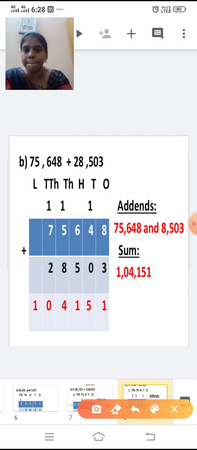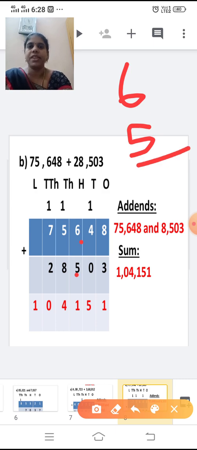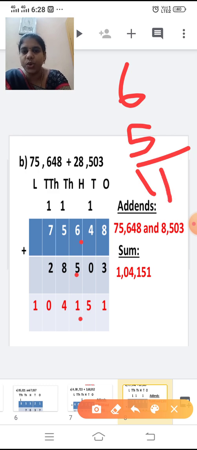Hundreds place. Add 6 plus 5 and tell me the answer now, children. 6 and 5. I'm going to keep 6 in the mind. After 6 I'm going to add 5 numbers, right? After 6, 7, 8, 9, 10, 11. So it's a 2-digit number. So write 1 here and this one you carry over to the thousands place.